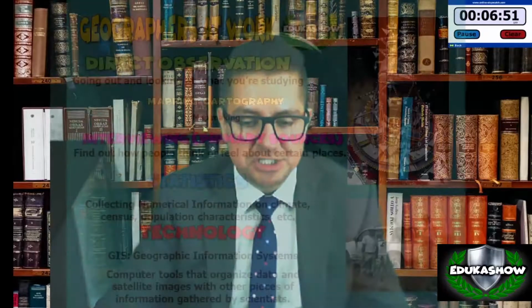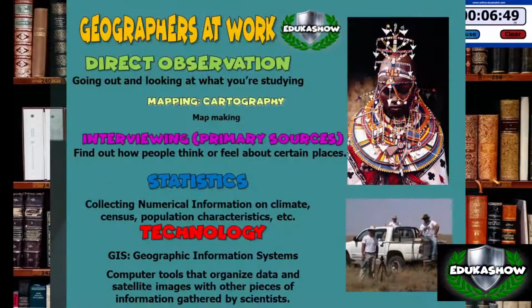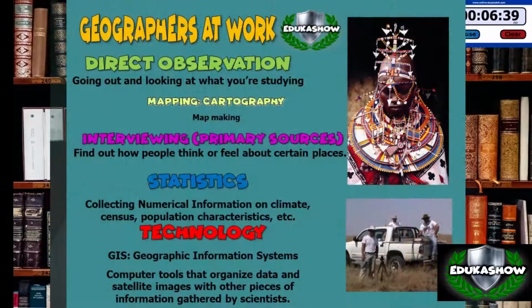And in the case of technology, you can use geographic information systems, which are computer tools that organize data and satellite images with other pieces of information gathered by scientists. And in the first picture right there, we're looking at a very interesting person. Why do you think it's interesting? What is he or she wearing? What's happening in that picture? What kind of expression do you think that is? Or is it an expression?